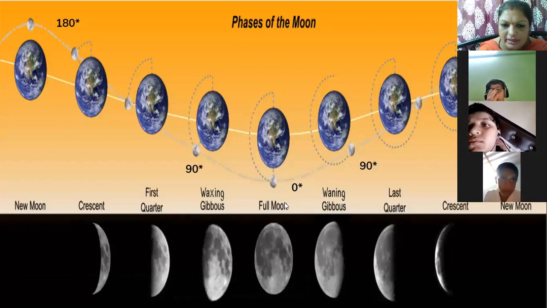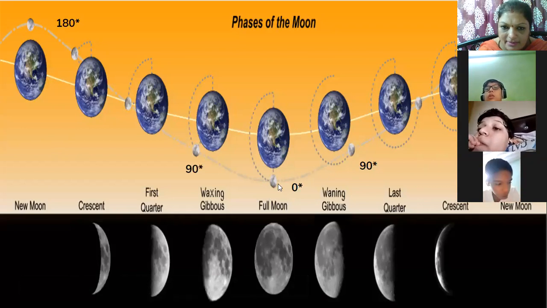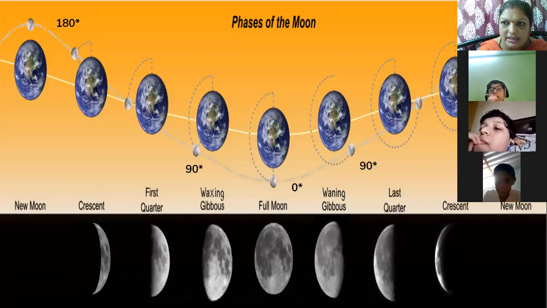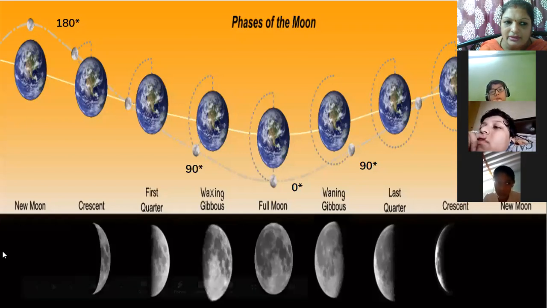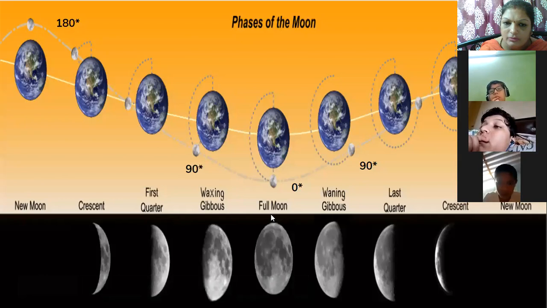When the moon can be totally seen in the sky on a full moon day, that is Purnima, it makes an angle of 0 degree. When there is a new moon, meaning there is no moon in the sky, it makes an angle of 180 degree with the earth. 180 degree angle with the earth on a new moon day, 0 degree angle of the moon on a full moon day.